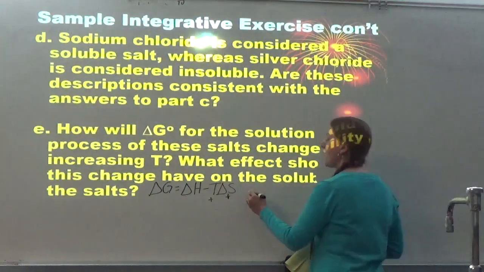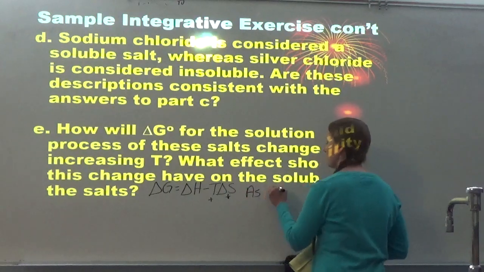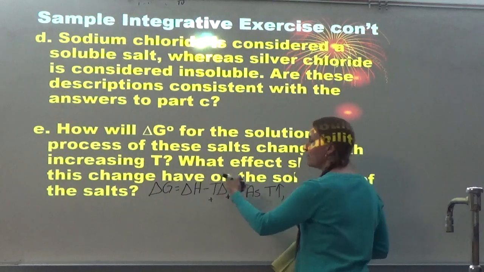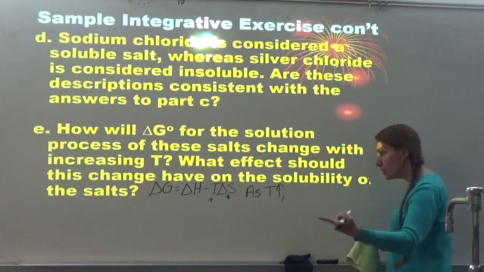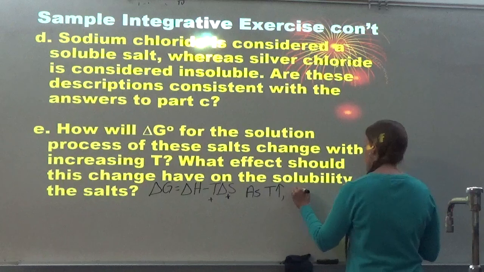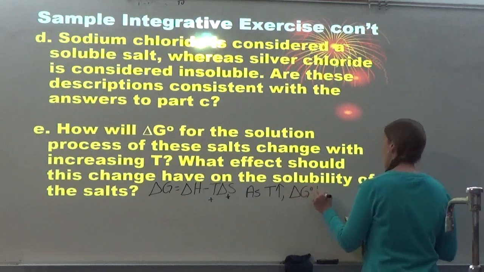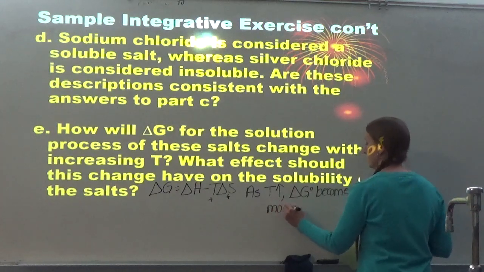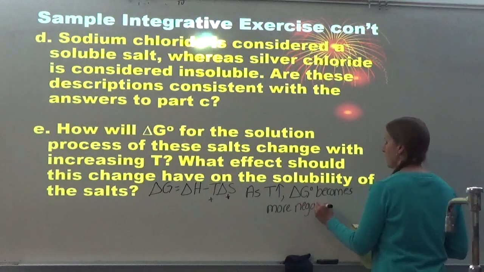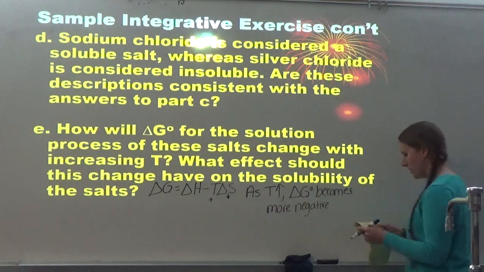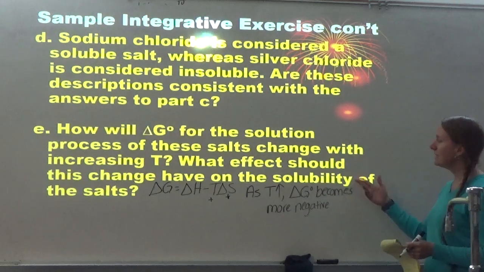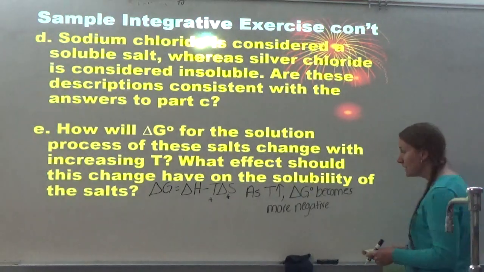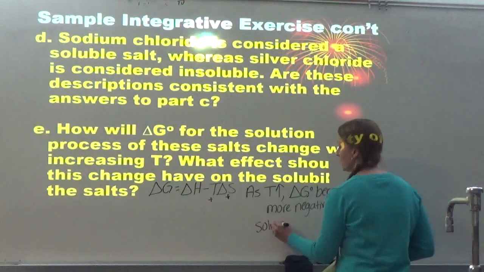So in other words, as temperature increases, this number is just going to get bigger and bigger and more negative, and that's going to cause delta G to get more negative. Then we can say delta G becomes more negative, or you could say less positive. Either one. Okay, more negative or less positive. And then it says, what effect does that have on solubility? Well, the more negative delta G is, the more soluble. So solubility increases.